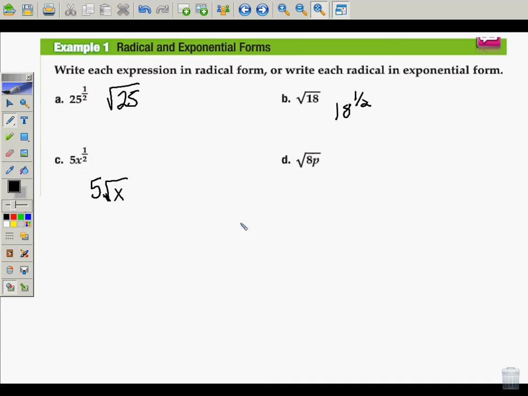Now in D, we've got the square root of 8p, which means I need to put 8 and p in parentheses because I took the square root of all of that, and I'm going to have all of that raised to the 1/2 power. Notice the difference. Here, the 1/2 only applied to the x, so I had 5 square root x. Here, everything was under the square root, so I need to make sure I put parentheses around it before I raise it to the 1/2 power.